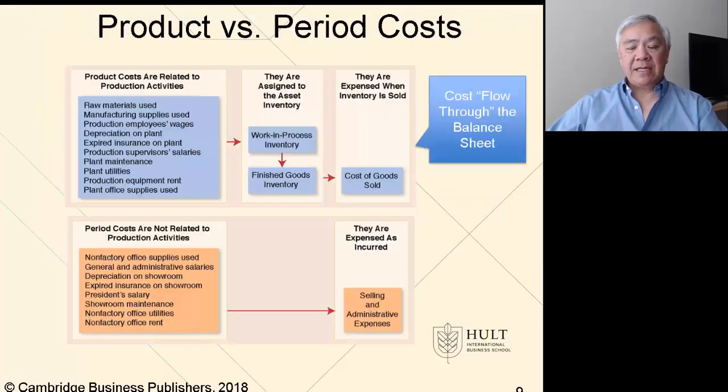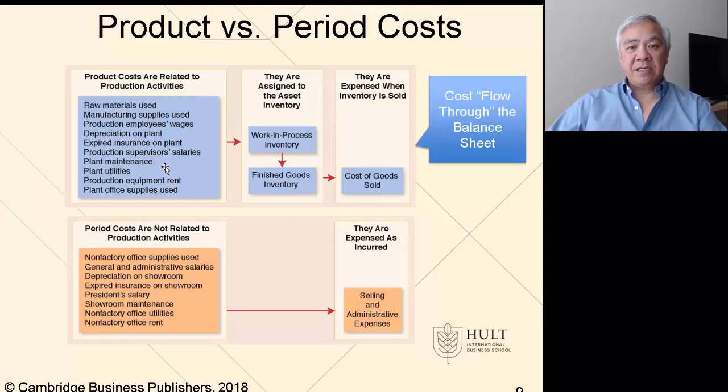Let's look a little more deeply at the examples of product and period costs. First, product costs are the ones that flow through the balance sheet by way of assets into the income statement. They're related to production. Some examples are raw materials, supplies, depreciation on plant equipment, maintenance, utilities, etc. These are all items necessary for the manufacturing of the product.